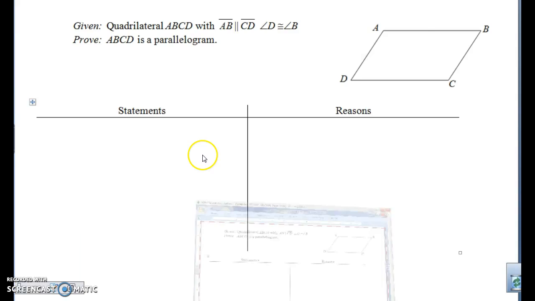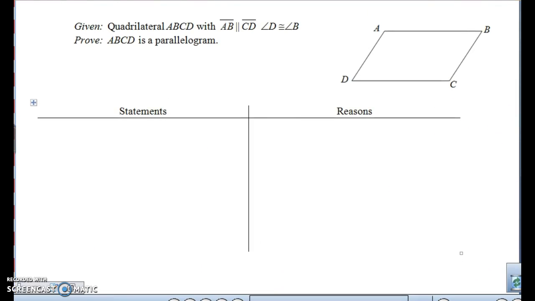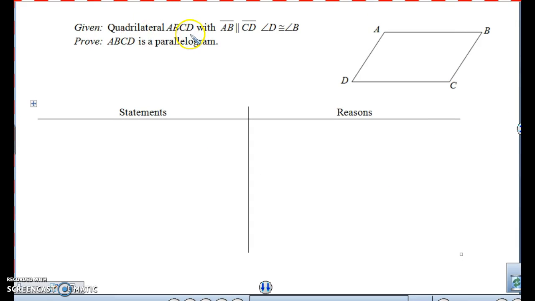Now let's try an actual proof that uses these theorems. We have quadrilateral ABCD with AB parallel to CD. These two lines are parallel. And we're also given that angle D is congruent to angle B. And we want to prove that ABCD is a parallelogram. Now remember in the last unit we talked about parallelograms. Both pairs of opposite sides have to be parallel. That's why it's called a parallelogram. Both pairs of opposite sides must be parallel in order to prove it's a parallelogram.